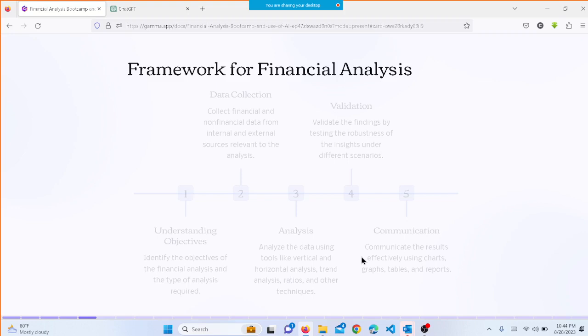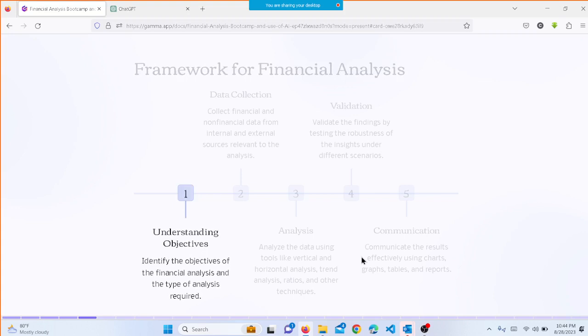Okay, so let's start with the framework for financial analysis. It is a very basic framework that I have been using. The first part of the framework is to understand the objectives, why we are carrying out this financial analysis. I will bring out the details of this framework in the coming slides, one by one for each step. But briefly, financial statement analysis can be used for various purposes.